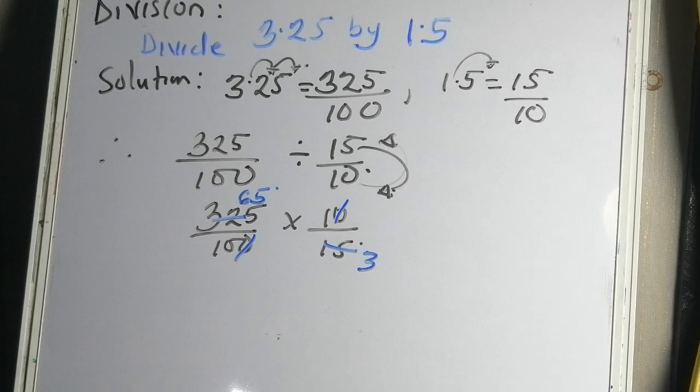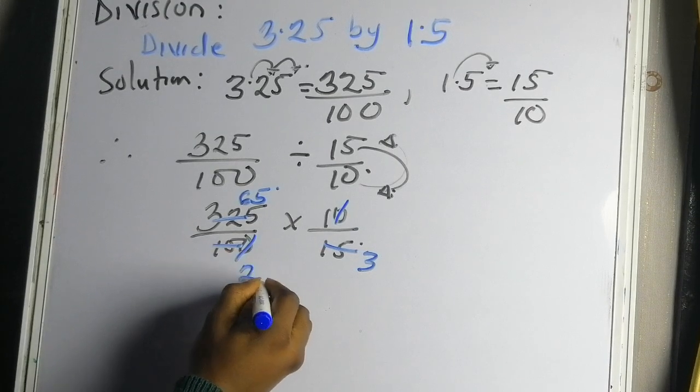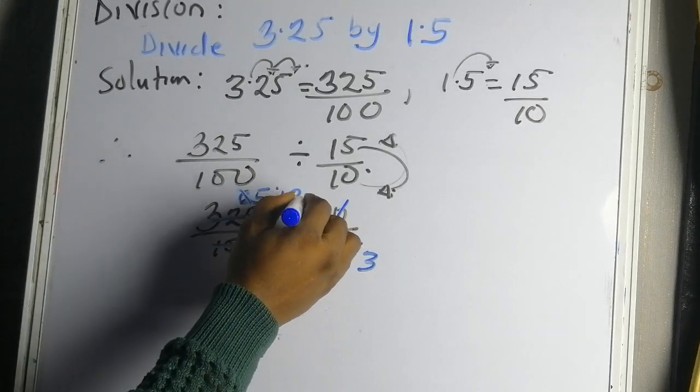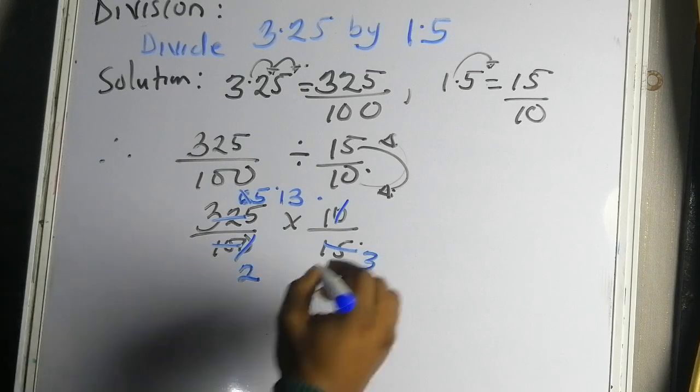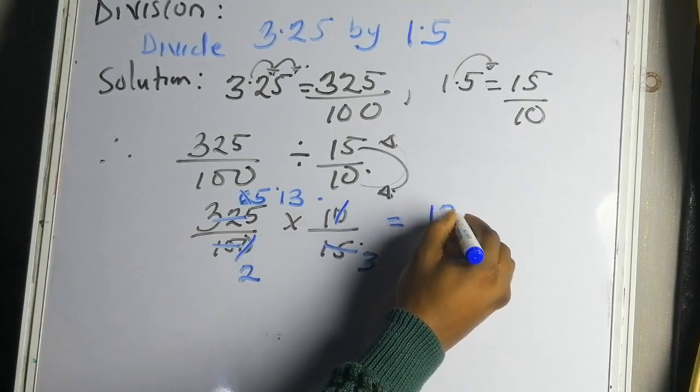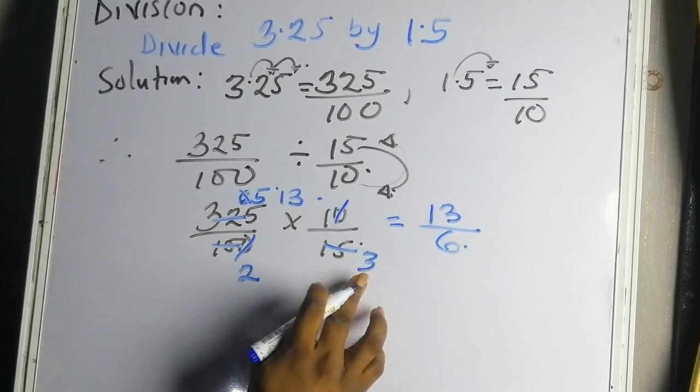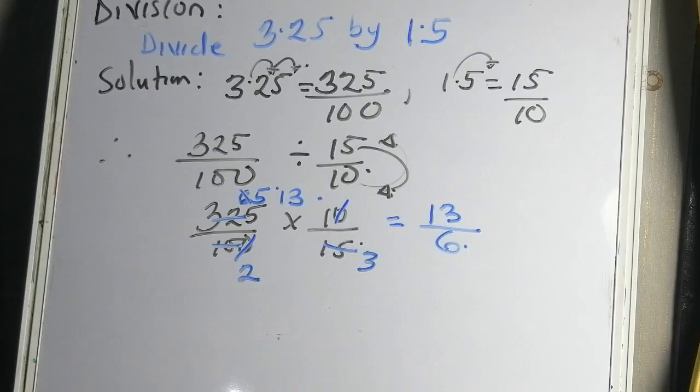5 times 5 is 25. So that is that. You can look at it again and see what can go again. 5 can still go: 5 in 65 is 13, and 5 in 10 is 2. So at the end of the day, after doing the division, I arrive at 13 divided by 6. That's 3 times 2, which is 6.